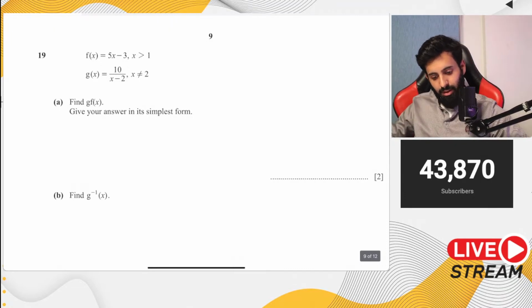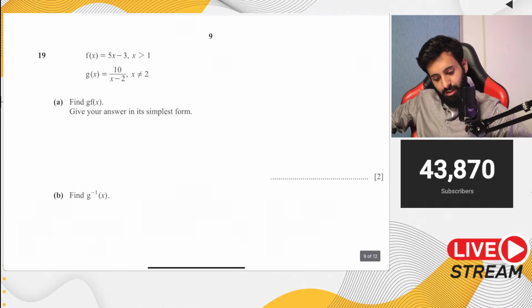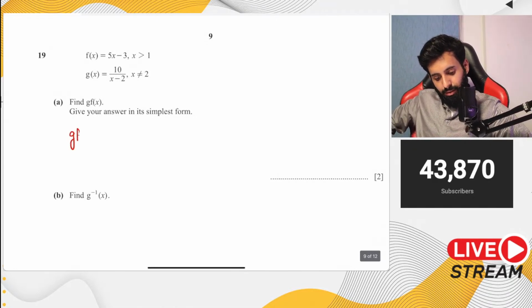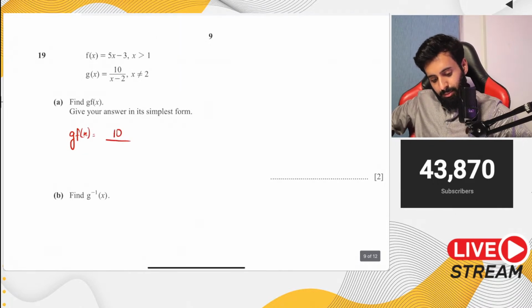Okay, so 2 upon x minus 1 seems like we have an answer. Let's see, g of f of x. So g of f of x means that we're plugging in function f in function g. So in place of x, we have 5x minus 3 minus 2. So here's what we get. We get 10 over 5x minus 5.